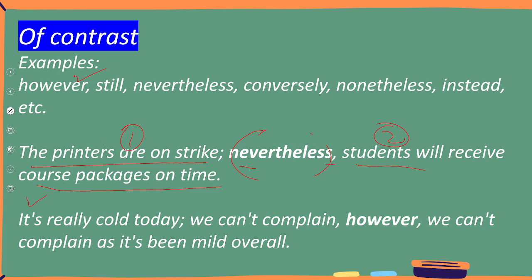Next one, it's really cold today. We cannot complain. Now, the writer is going to speak in the contrary, in opposition, by saying, however, we can't complain as it's been mild overall. So, however shows us contrast.